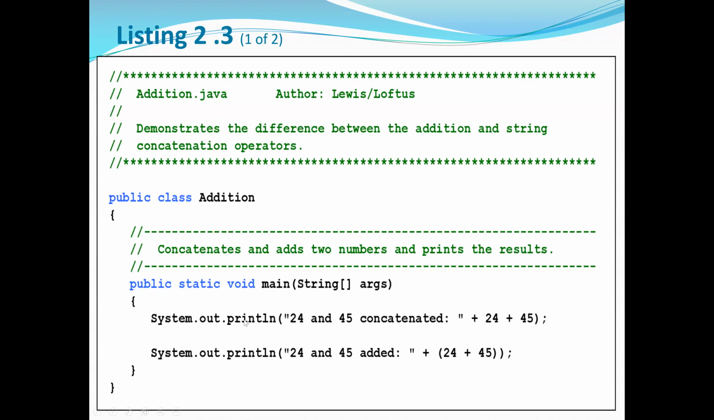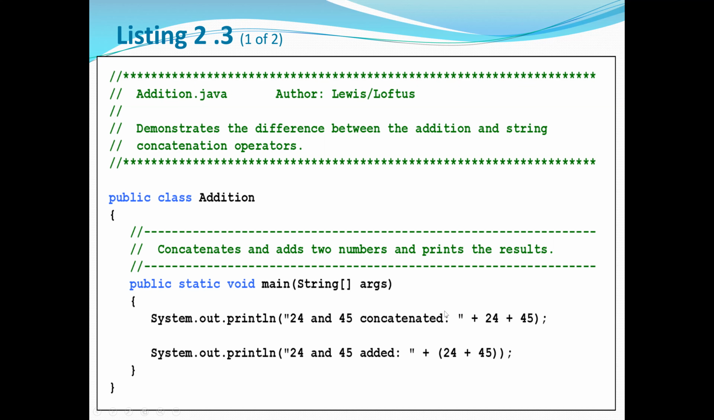Here we say System.out.println. Again, we have a double quote, 24 and 45 concatenated, double quote again. So this means we have a string. As we have a string here, the right side is a value, which means we are going to join with what we have here. Now, here we can see that we have a value and a value, so we are going to add them. So let's see the answer.